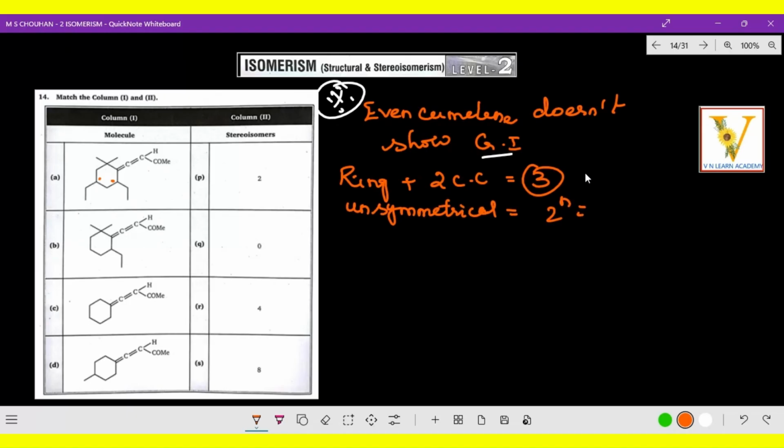So 2 to the power of n equal to how much? n is 3. That is, 2 chiral carbons and 1 ring structure. So n is 3. So 2 to the power of 3, that means 2 into 2 into 2. So altogether 8.